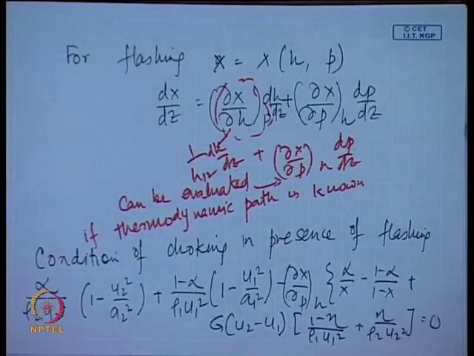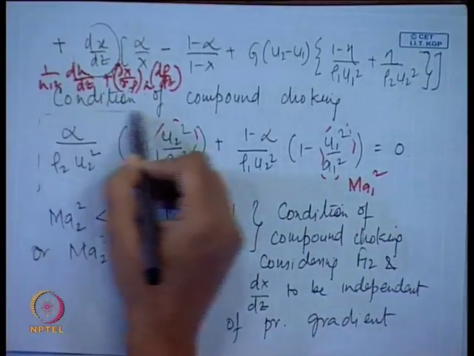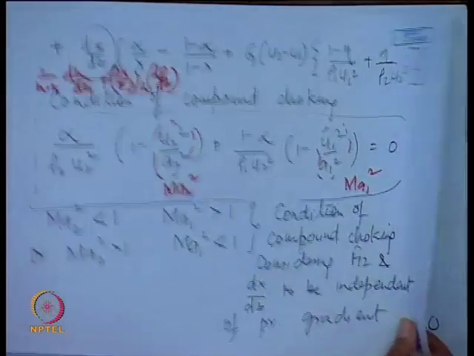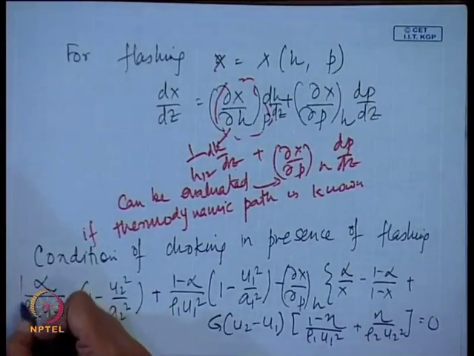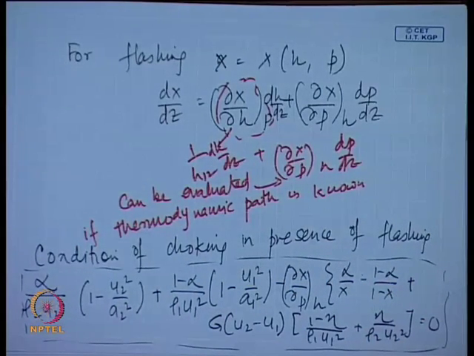Do you agree with me, yes or no? Do you agree with me? So, in absence of flashing, your condition of choking is given by this particular expression, and in presence of flashing, your condition of choking is given by this particular expression being equal to 0. So, we find that in presence of flashing, your choking should depend on the value of eta.